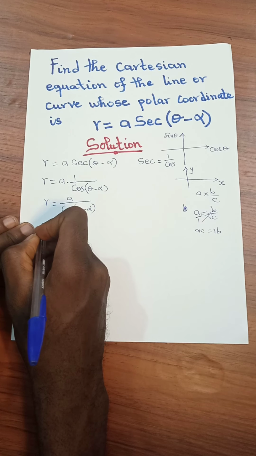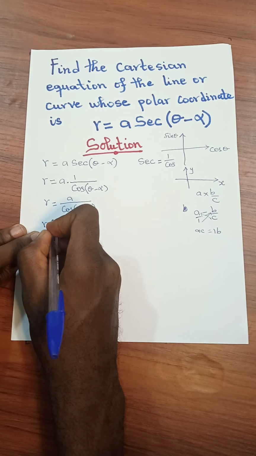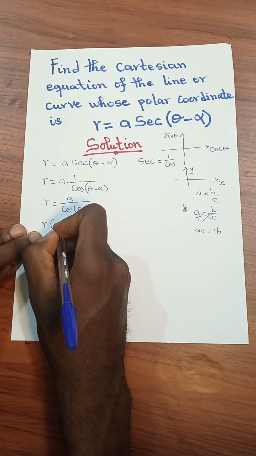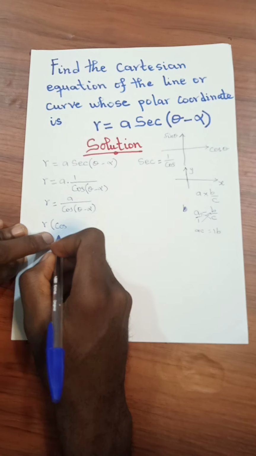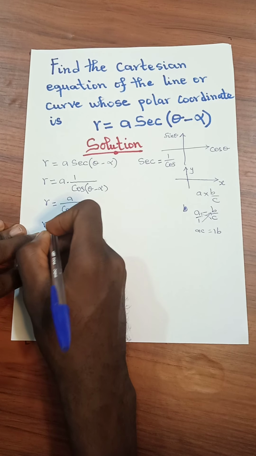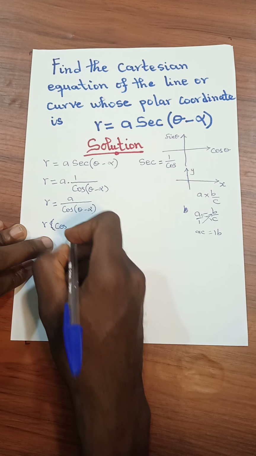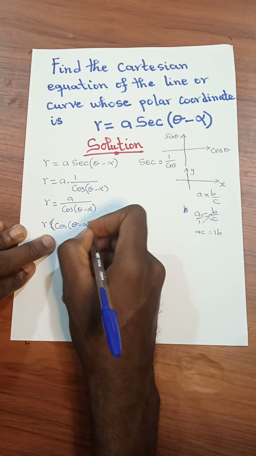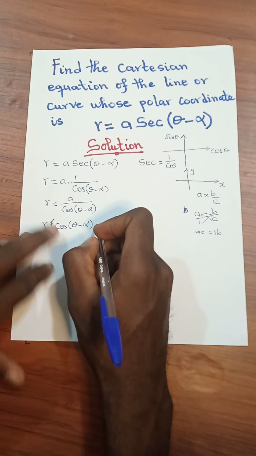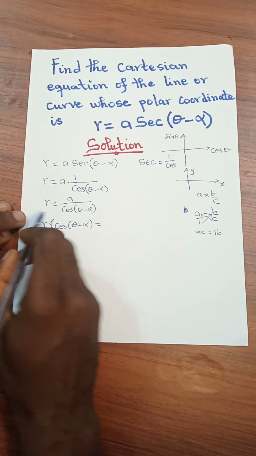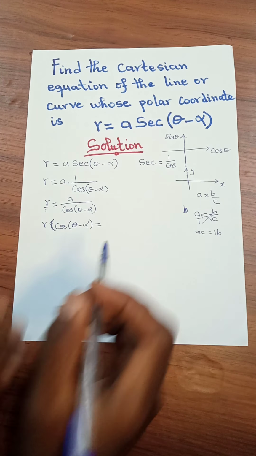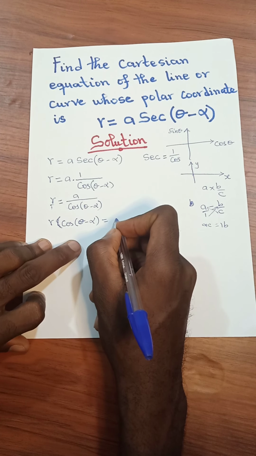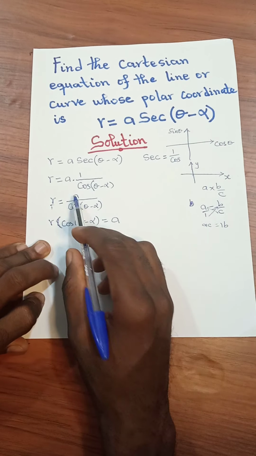So we cross multiply: r multiplies cos(theta minus alpha), and the equal sign is there. We said r is over 1, since any whole number is over 1, so that is equal to a, because 1 times a is a.